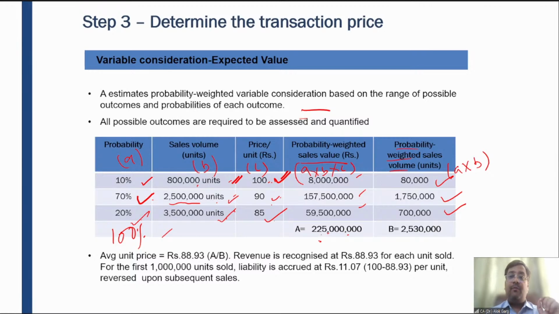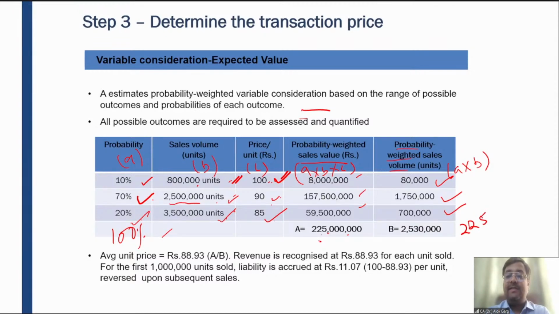And the total probability weighted sales value is 22 crore 50 lakh rupees. So if my total sales price is 22 crore 50 lakh and my total probability weighted sales quantity is 25 lakh 30,000, I can get a per unit price. Okay. So what will be my per unit price?